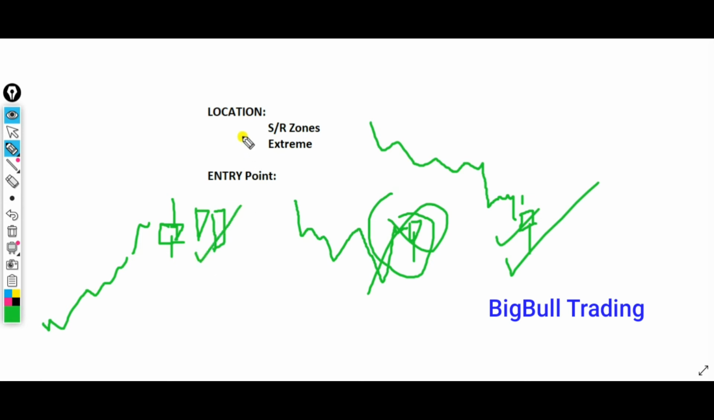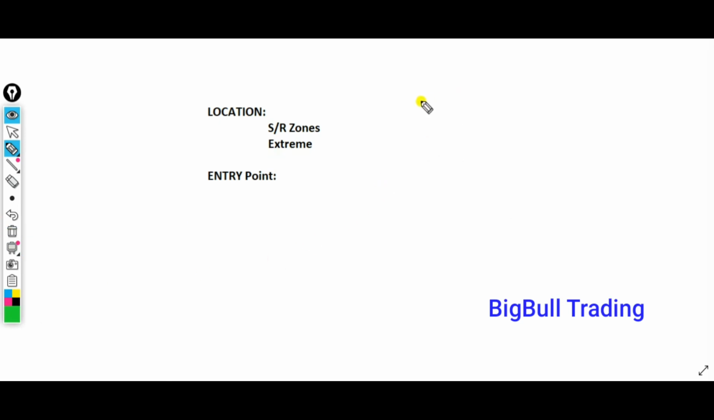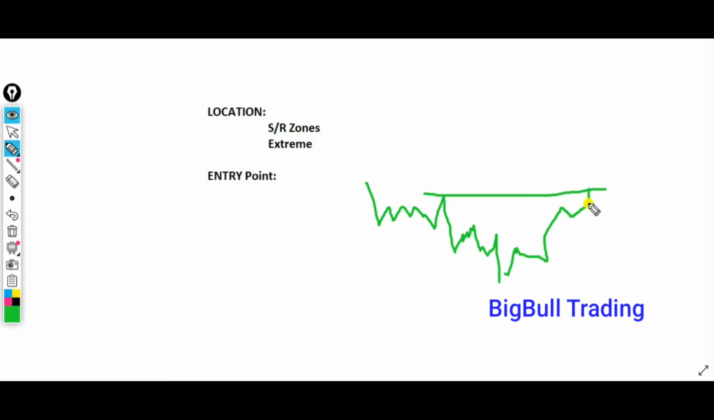So it should be at the extreme locations and it should be near any support or resistance zones. For example, the price you see over here is the old price. It goes like this, like this, and today the price comes here in this zone, and here it forms a bearish engulfing. Because you see there is a resistance zone. So you have to find out the support and resistance zones, and it has to be in the extreme locations.